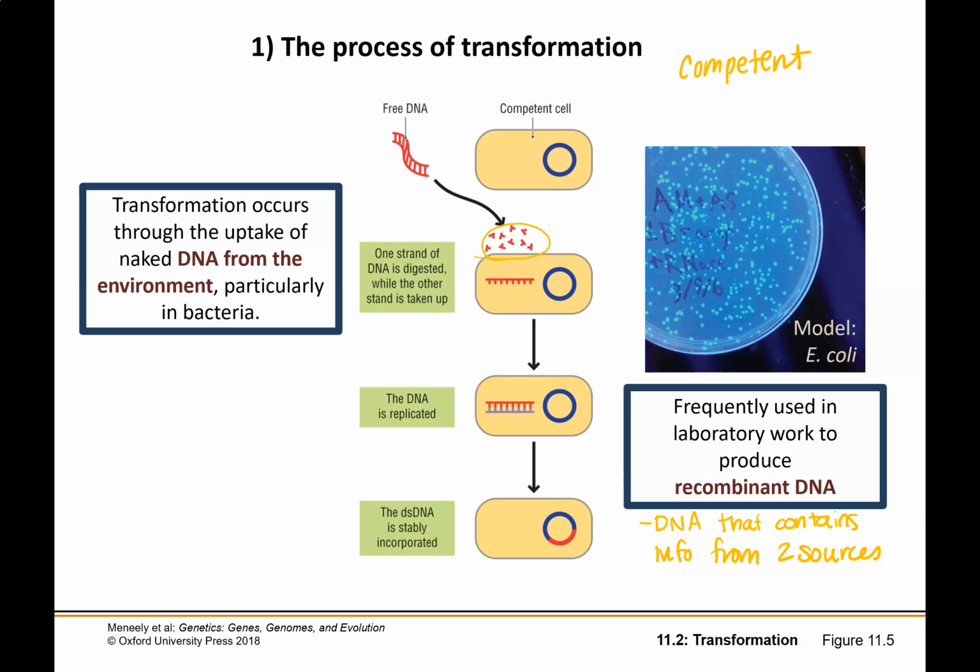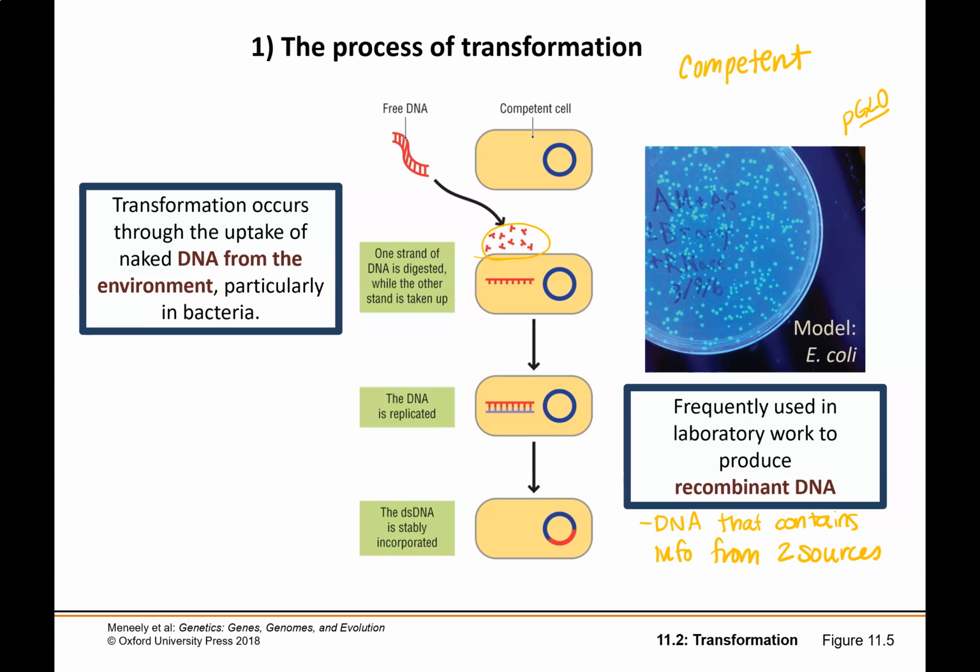Depending on which semester you are in, you may do the pGlow transformation lab, which is where we transform E. coli with a firefly gene or a jellyfish gene that allows the bacteria to actually glow under a UV light. It shines that fluorescent green color that you're familiar with from fireflies.